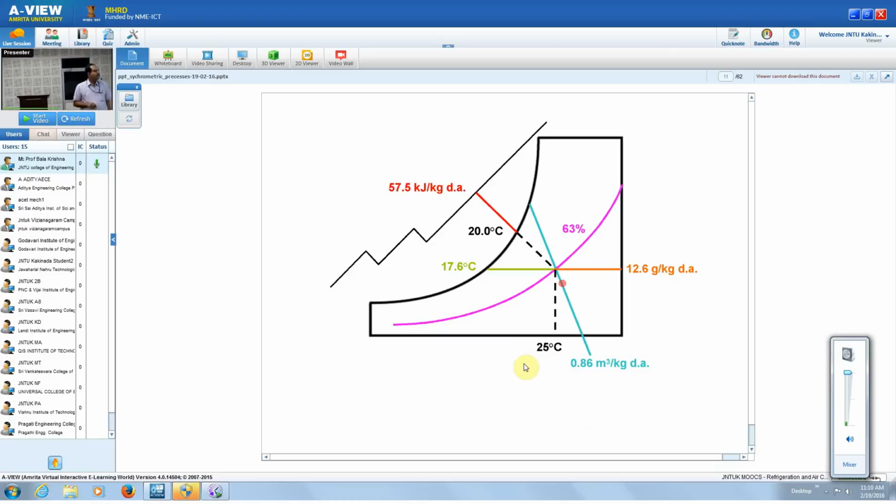Then you can calculate the remaining. Suppose you know the dry bulb temperature and the relative humidity, you can also note this point with the help of these two values. Then you can calculate the remaining things also. So this is the advantage of this psychrometric chart.